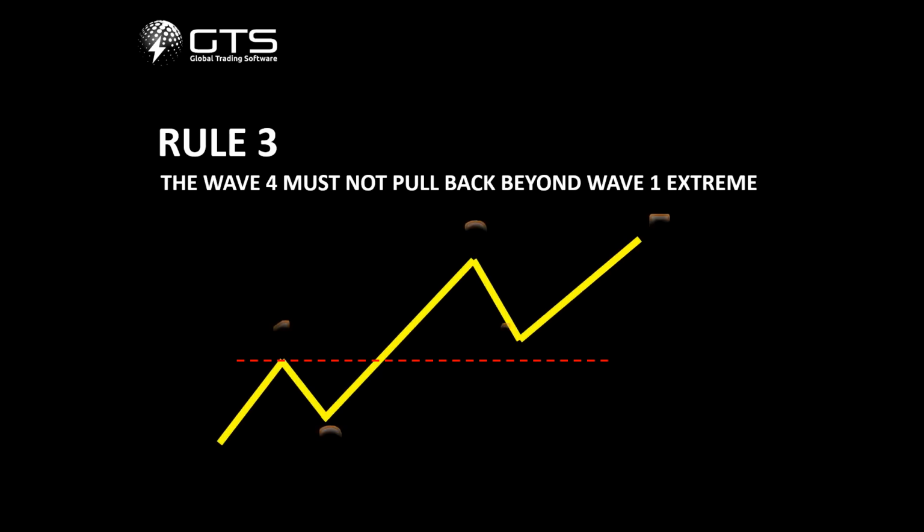The next rule, the third rule which cannot be broken: wave 4 must not pull back beyond the wave 1 extreme. So what does that look like on a chart? We've had wave 1, the wave 2 pullback, and we've had the long wave 3. Now this wave 4 pullback must not breach this pivot point here, or the trend is over. So it cannot breach that extreme of wave 1. Three basic rules there, very, very simple.